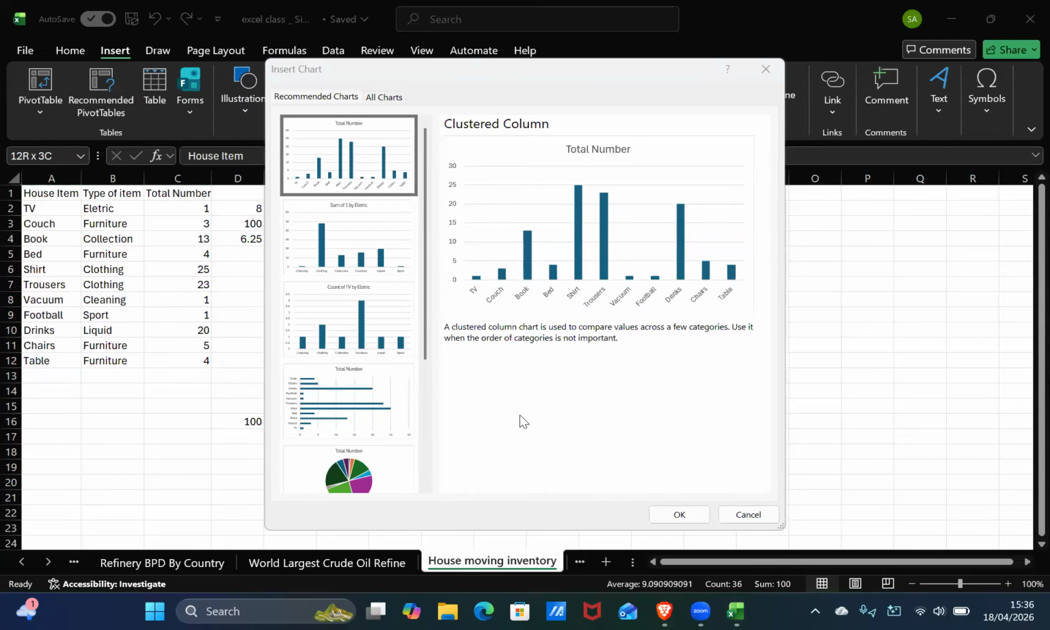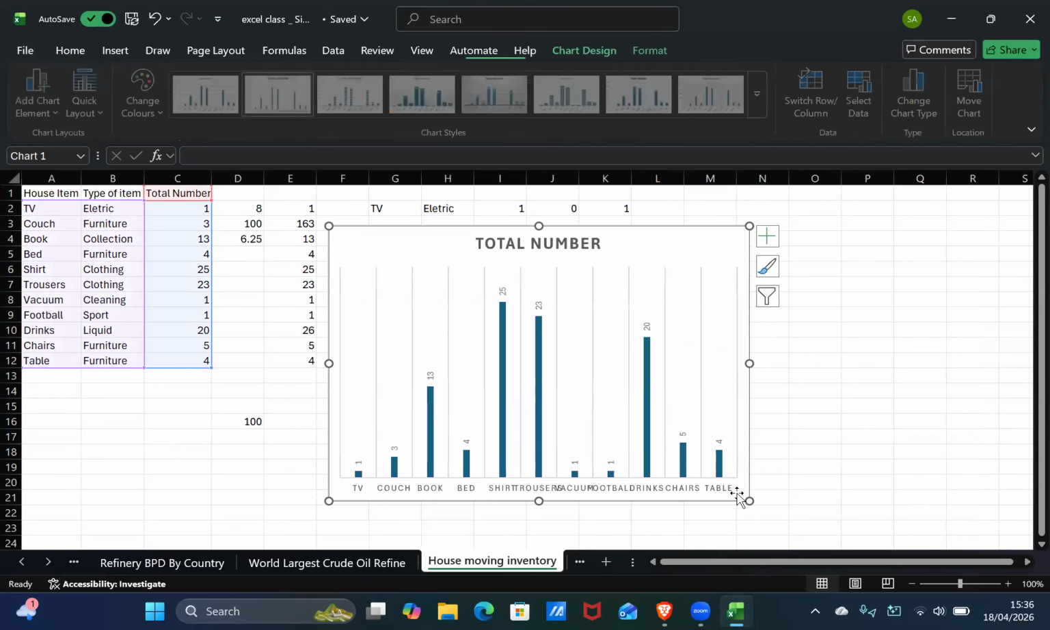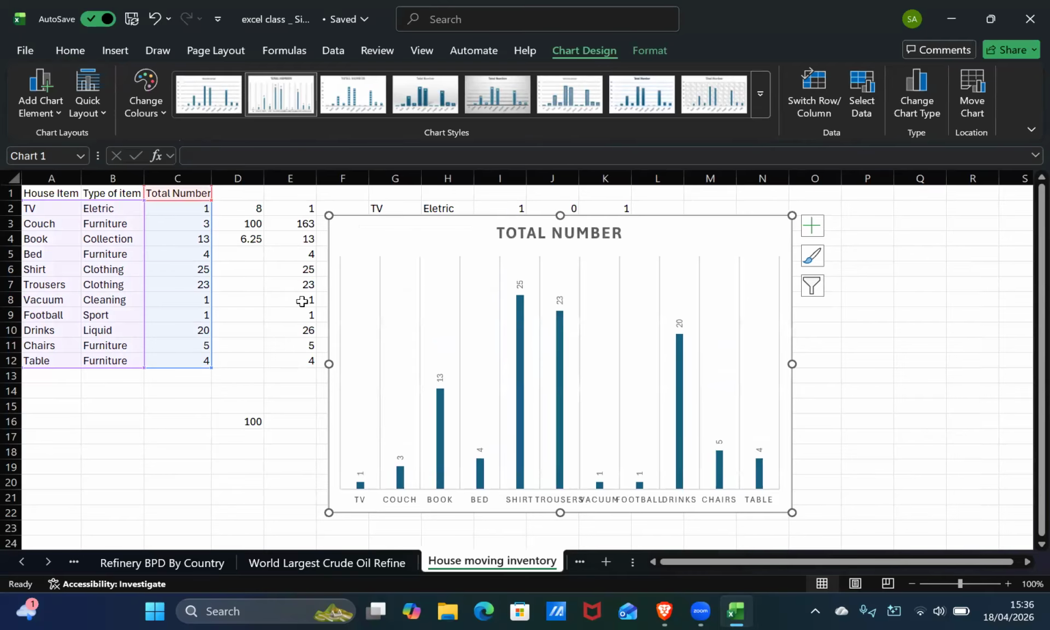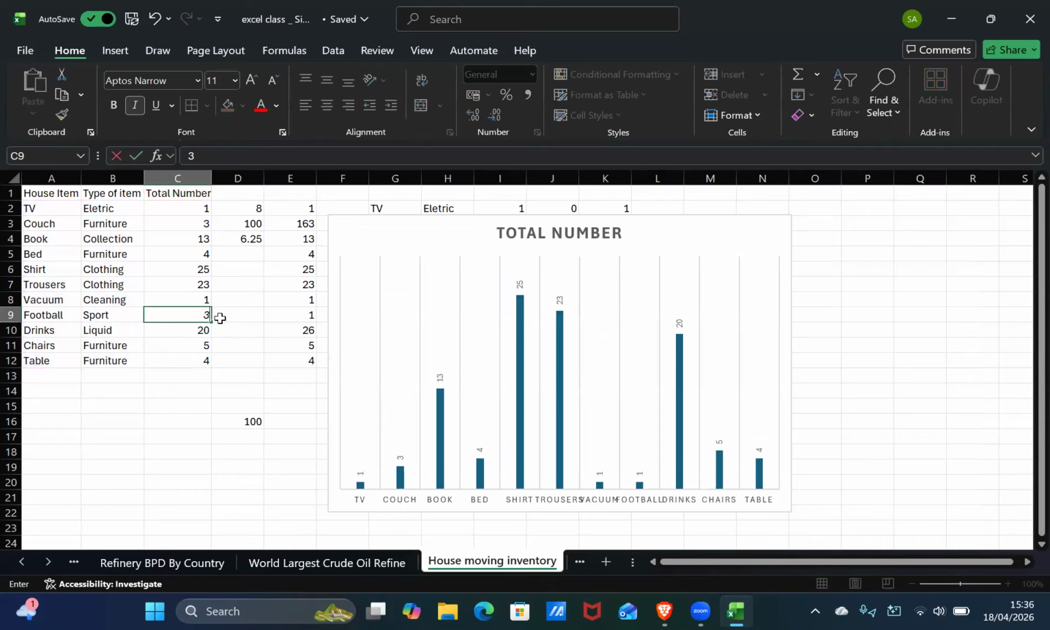So let's see. I think it shows by number how many TVs we have, how many couches we have. Oh, this is even nice. It doesn't just show you the bar length. It also shows you the number. Okay, that's good. So you see, the more user-friendly the bar charts are, the better for us.